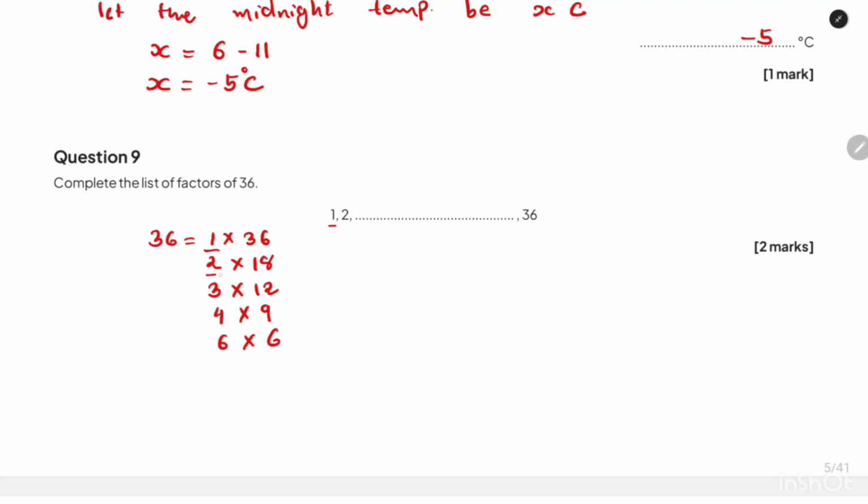1 already given in the list, 2 already given in the list, then 3, then 4 and 6, then I'll not write 6 again, but then 9, 12, 18 and 36. 36 is already given. So these were the factors of 36. Clear?